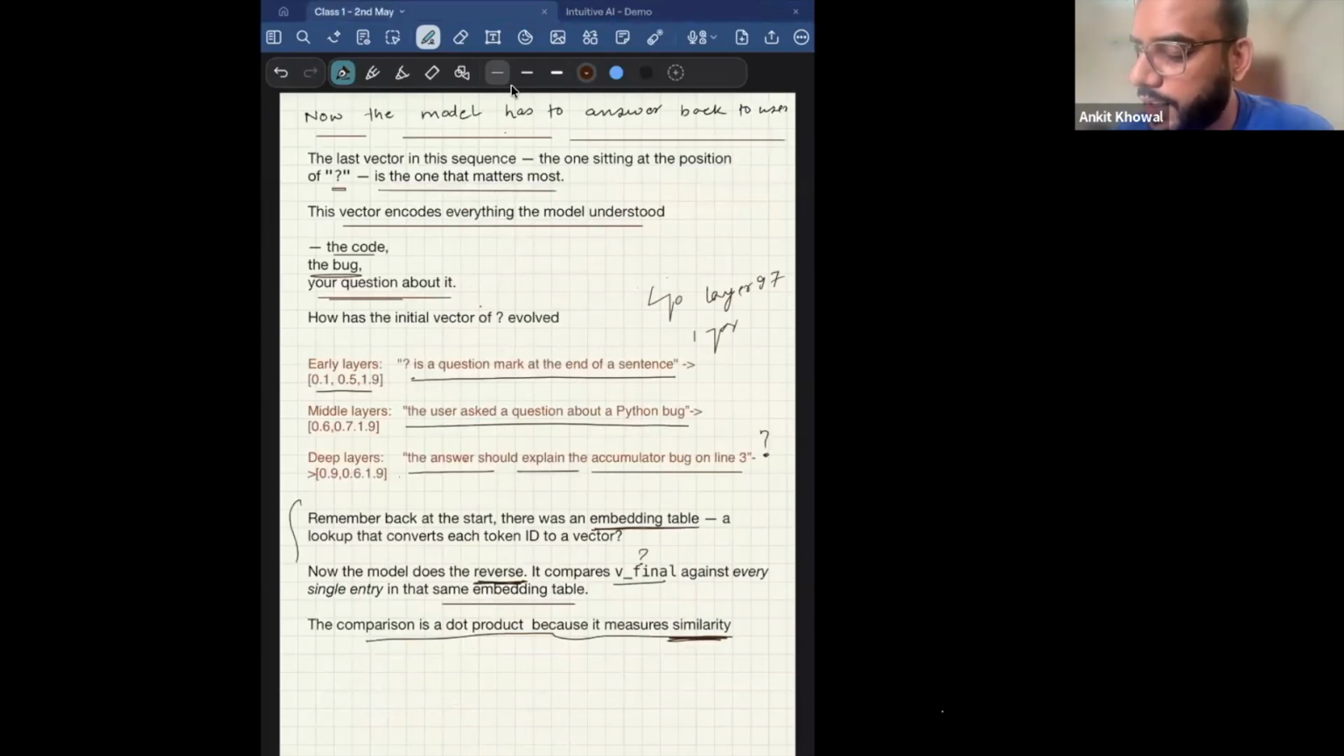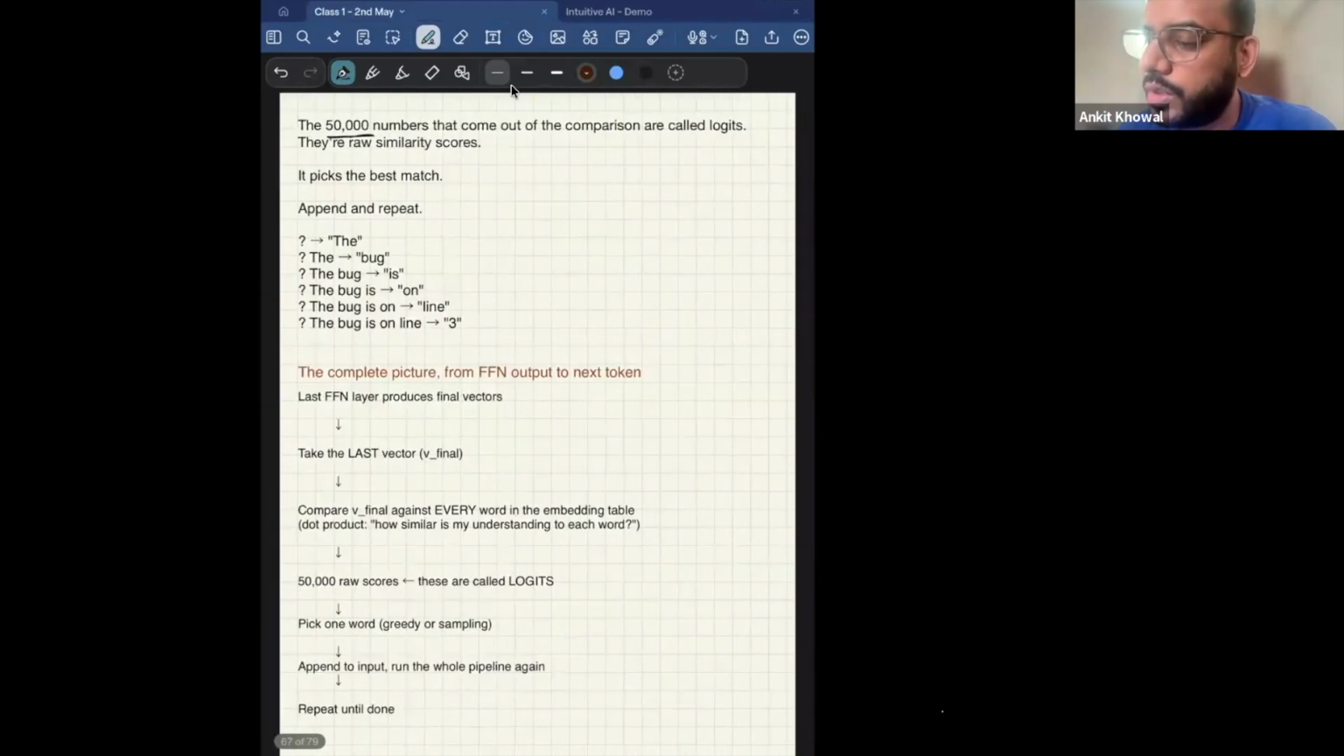In the last step, the vector of question mark will be taken. A dot product will be done with all the English words, and then the closest will be chosen, right? So when we do the dot product with the 50,000 numbers that are a part of the table, they are technically called logits. Okay. They are the raw similarity scores. It picks up the best match.